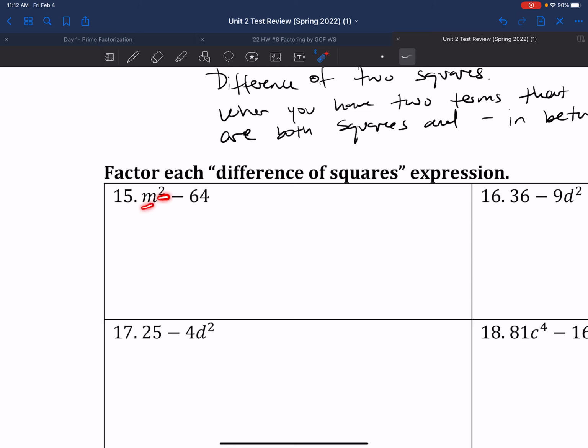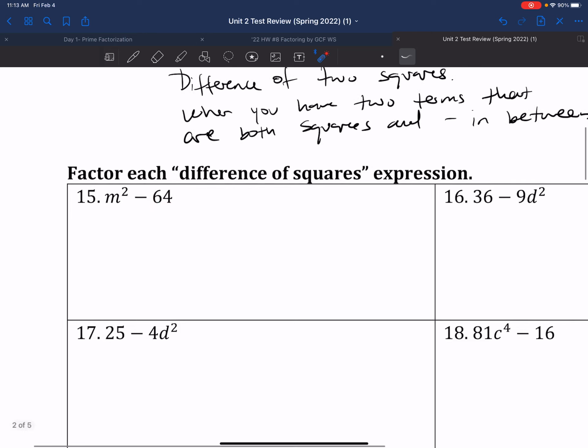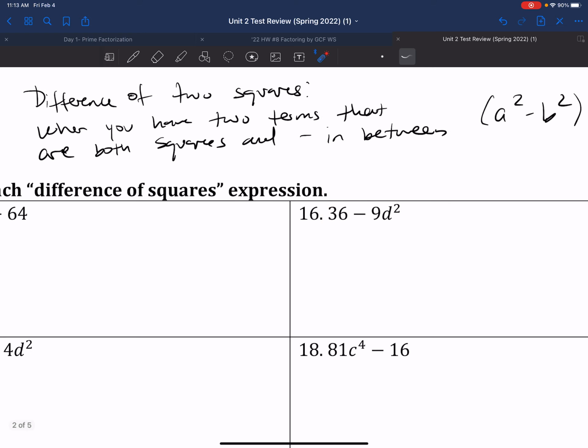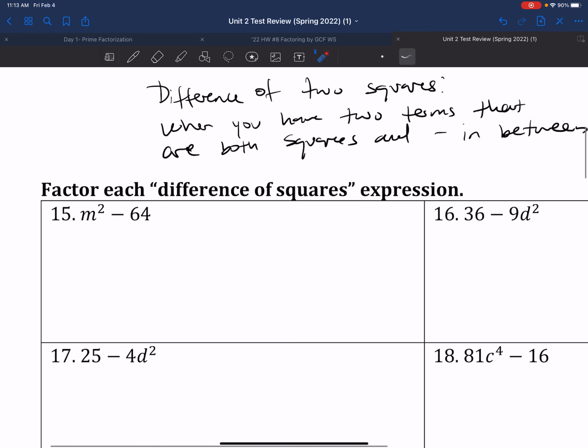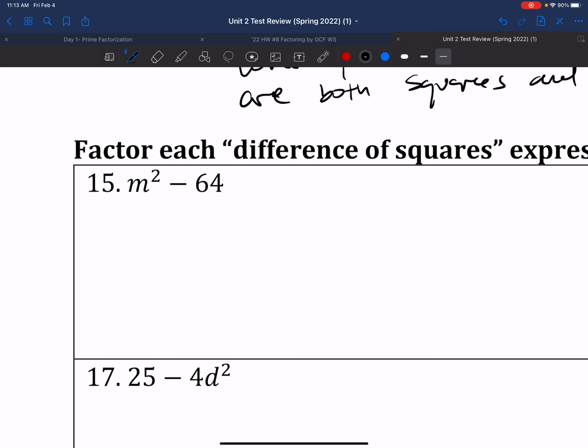So looking at number 15, these are both squares, right? When I say m squared minus 64, 64 is a square because 8 times 8 is 64. You need the same number multiplied together to give you this number. Taking the square root of 64 gives you a perfect number, which is 8. Taking the square root of 36 gives you the perfect number 6. So all I know is I'm dealing with an m here. So I have an m here and an m here, because m times m is m squared. And then I'm going to put a plus sign here, one for happy and one for sad.